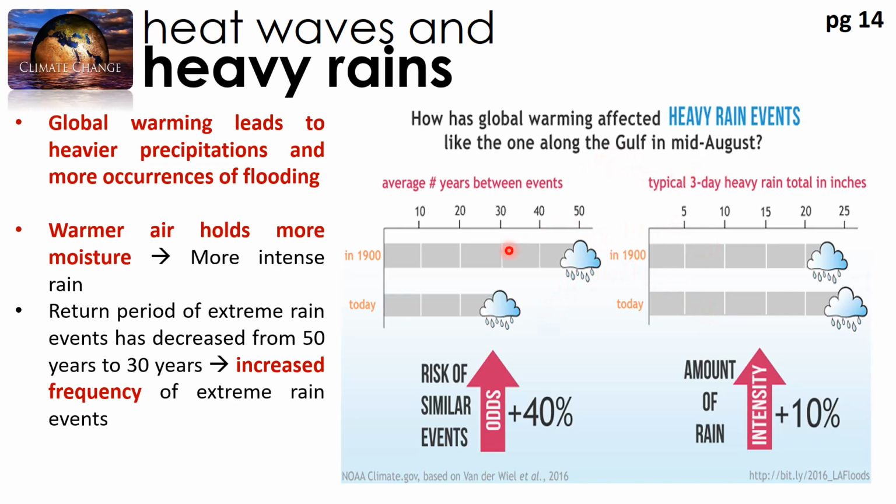Okay, in mid-August, they were comparing the data in 1900 to present day. So they noted that the average number of years between intense rainfall has decreased from 50 years to 30 years. So there has been an increased frequency of extreme rain events. On top of that, for the intensity of the rain, they are measuring the typical 3-day heavy rain total in inches, and they noticed that the intensity of the extreme rain events has also increased by 10%.